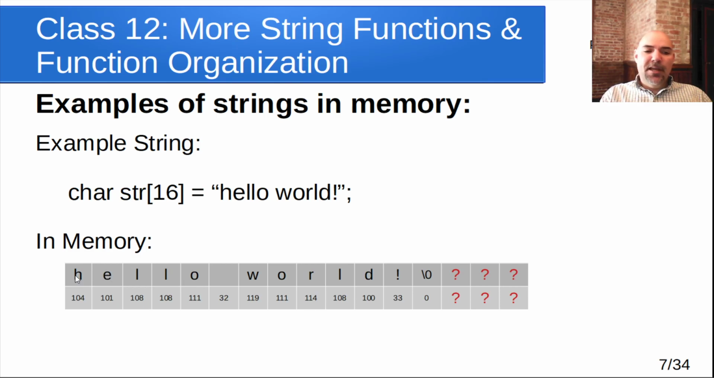So going through memory at index, or the first address, the H, and the E, and the L, the L, the O, and then a space, and the world, exclamation mark, and then the null. That null gets automatically added. And then we have this stuff after the null that's random garbage.